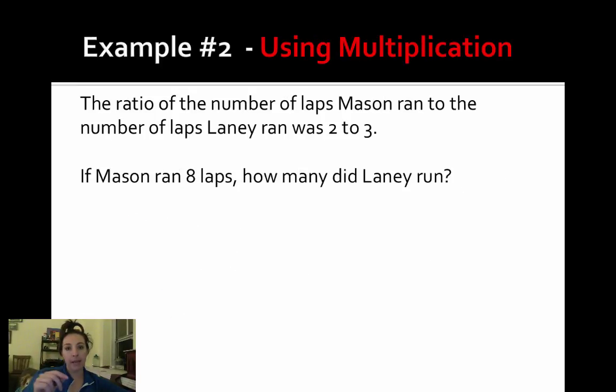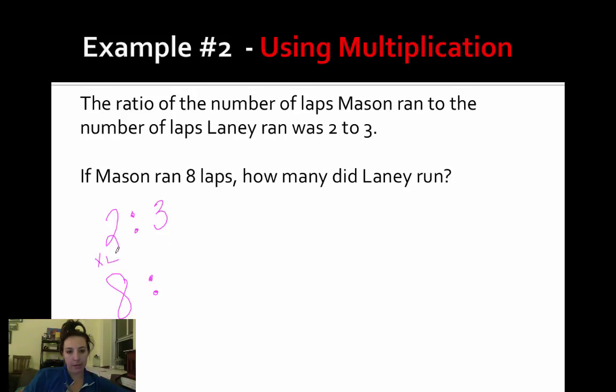Okay, so multiplication. We kind of already did this with fractions, but we're just presenting it a different way. The ratio of the number of laps Mason ran to the number of laps Laney ran was 2 to 3. If Mason ran 8 laps, how many did Laney run? So we have 2 to 3 for our original ratio. Mason ran 8 laps. And how many did Laney run?